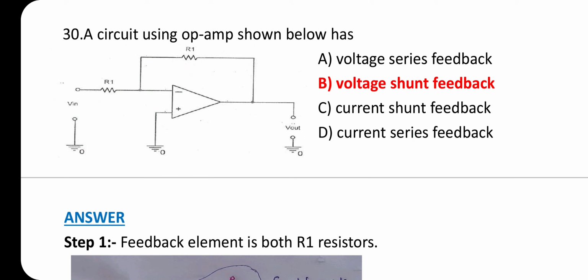Question number 30. A circuit using op-amp shown below as voltage shunt feedback is the correct answer.